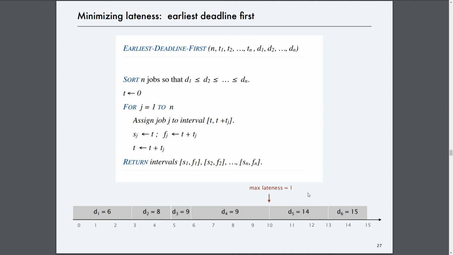We give it start time and finish time. So that's t and then t plus tj. And then we move our current time variable to the end of our new interval. So we set t equal to the finish time of j.